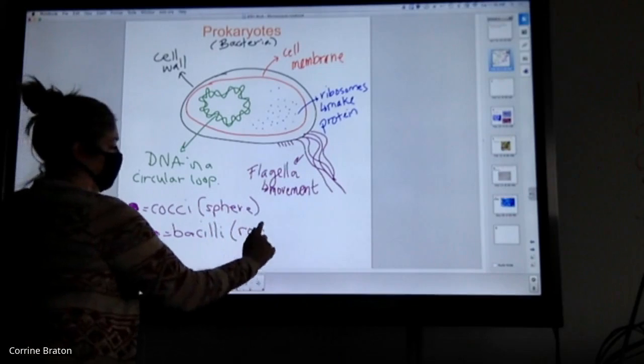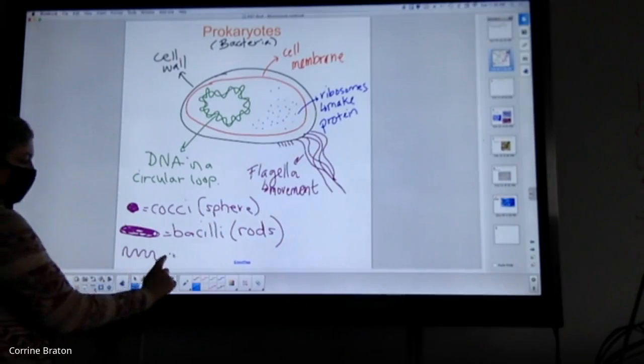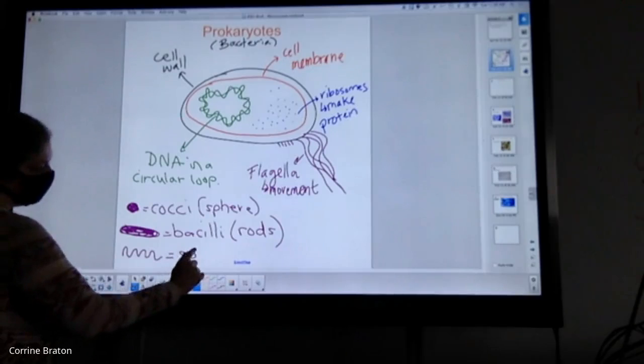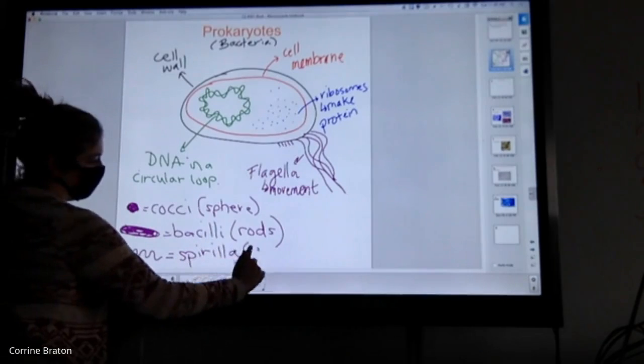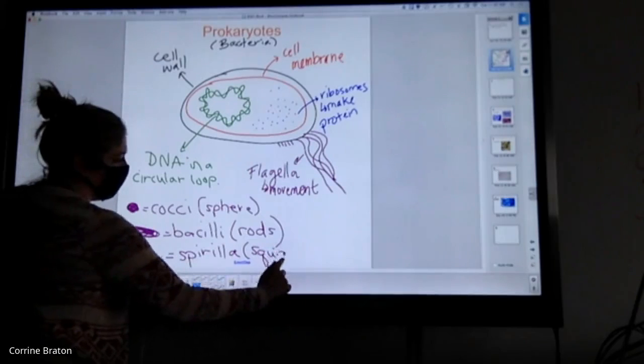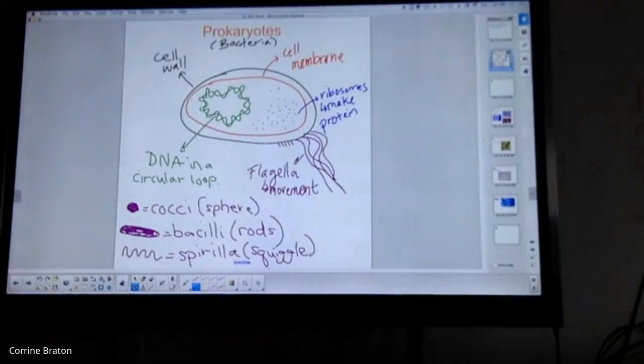Or rods. And then there's squiggly ones. And they are called spirilla. I'll move in a second. There we go. And they're squiggles. All the bacteria in the world are one of these 3 shapes.